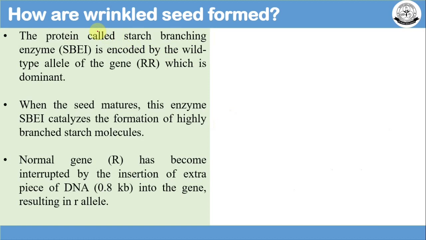Okay, then the question here is: why are some seeds wrinkled? The answer is that there is an enzyme which we call SBE1, the starch branching enzyme, and this enzyme is encoded by the gene R. So gene R makes SBE1, an enzyme. And what is the role of this enzyme?